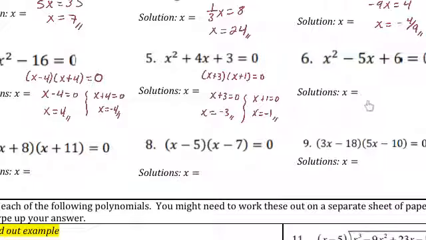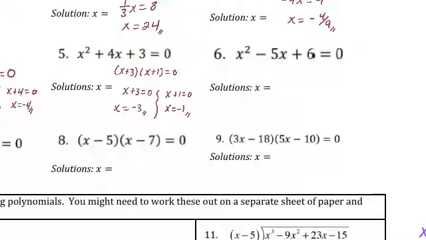For number 6, the same thing, you factor it using the diamond or the box, whatever method you prefer. One of the factors is going to be x minus 3. The other factor is going to be x minus 2 equal to 0. Set each factor equal to 0, and then you end up with two separate solutions, 3 and positive 2.